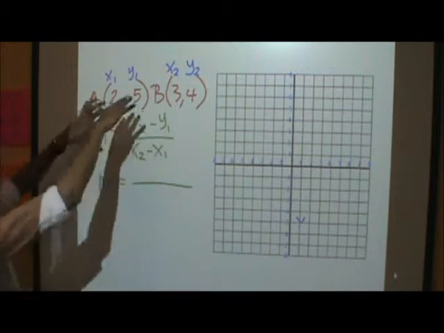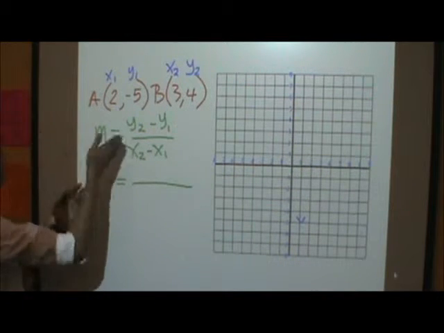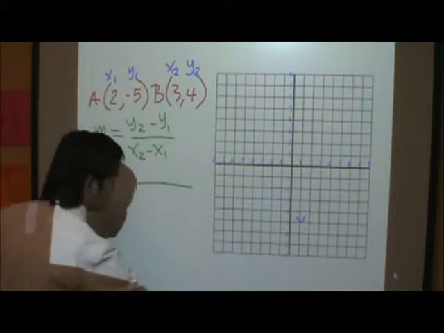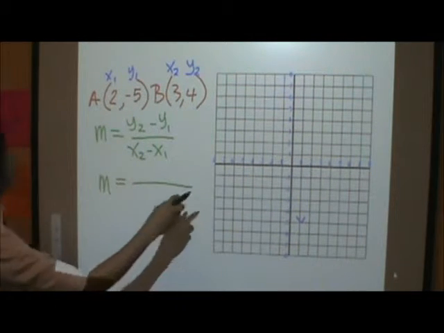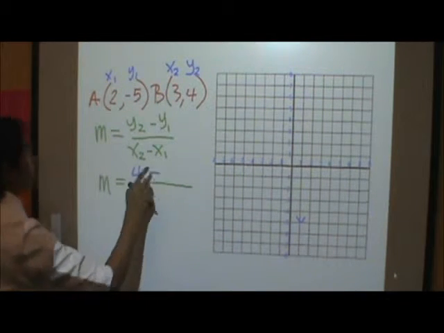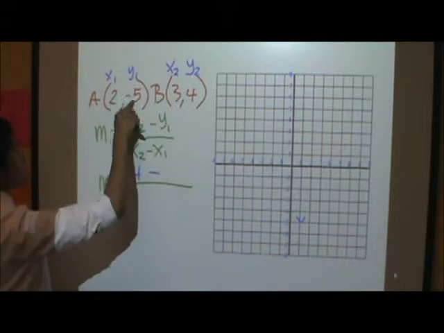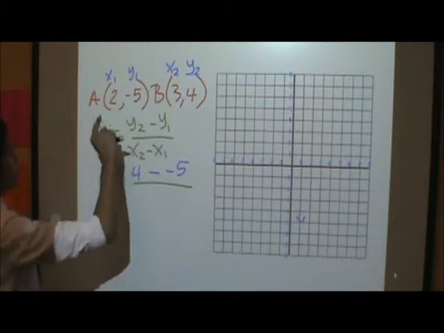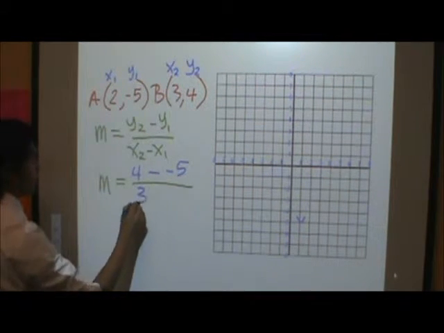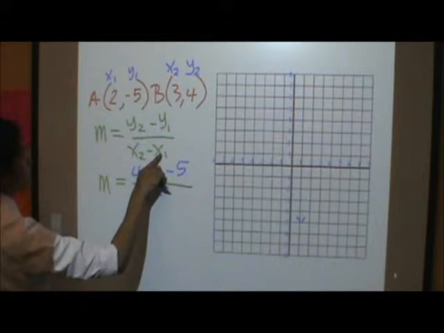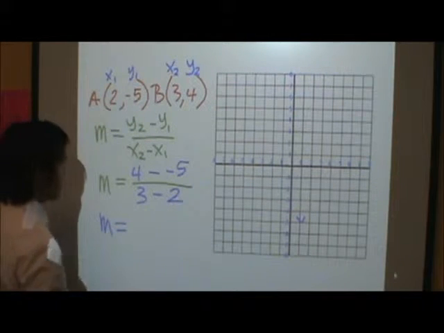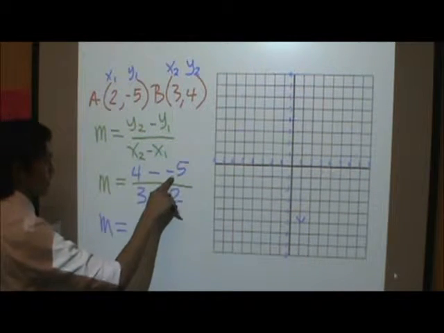Now, after labeling the points, we can go ahead and plug in the numbers. Here we go, let's do this. What is our y sub 2? 4. Minus, what's our y sub 1? -5. Okay? And then what is our x sub 2? 3. Minus, and then x sub 1? 2.